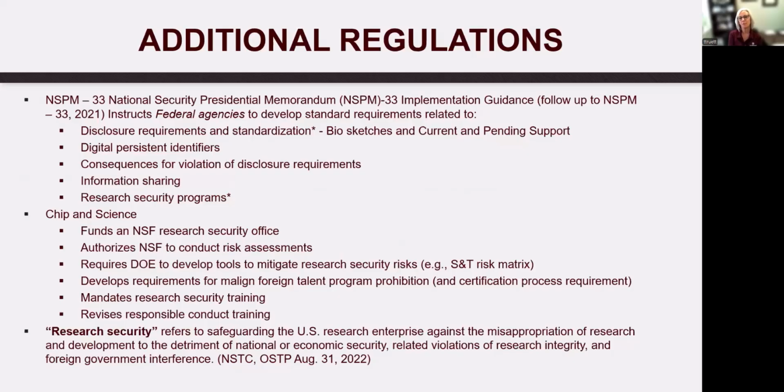And so NSPM 33 is one of the latest regulations that's come about, this CHIPS and Science Act. And so research security is now what you'll hear people talking about. And that's the name change for our office, research security. And it just refers to safeguarding the US research enterprise against the misappropriation of research and development to the detriment of national or economic security, related violations of research integrity and foreign government interference. So we have to follow all the rules, and we didn't just make them up. They came from the federal government.